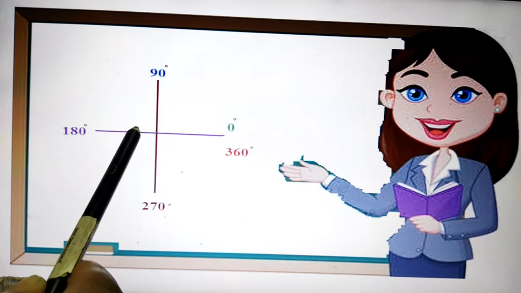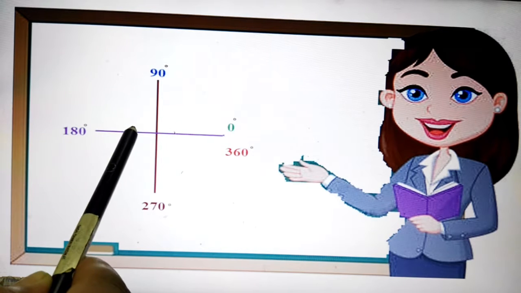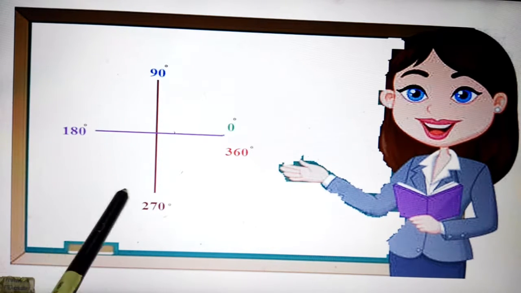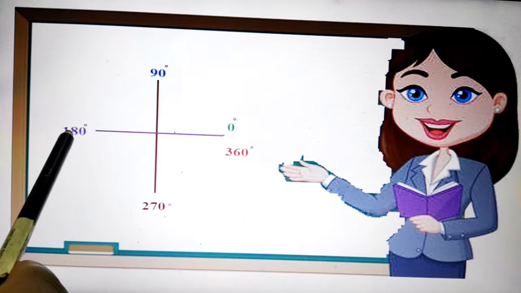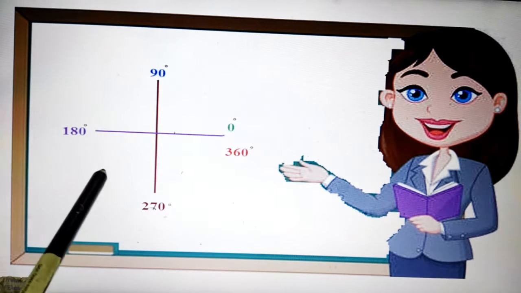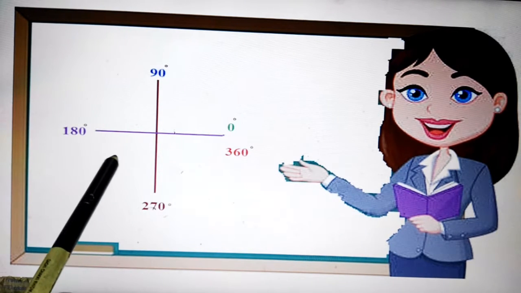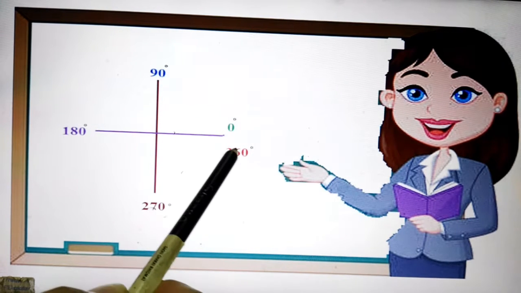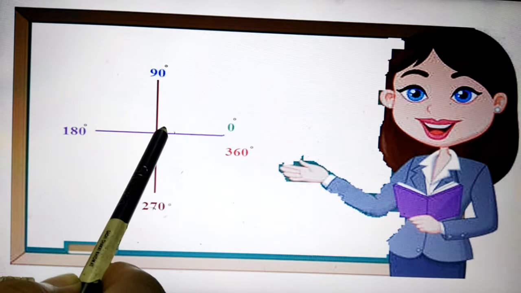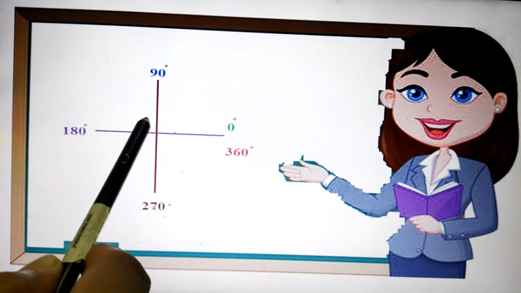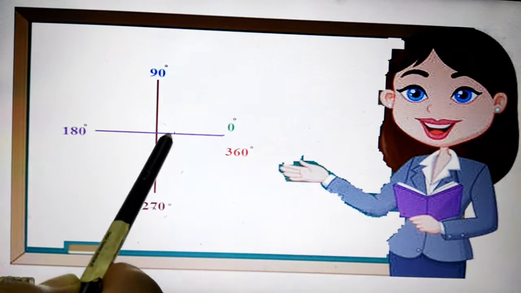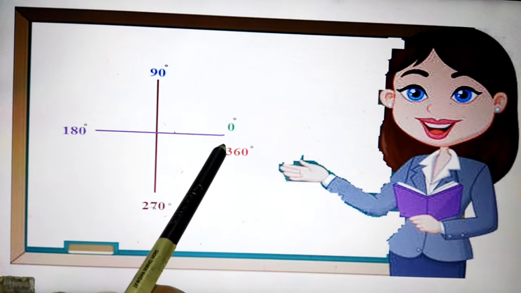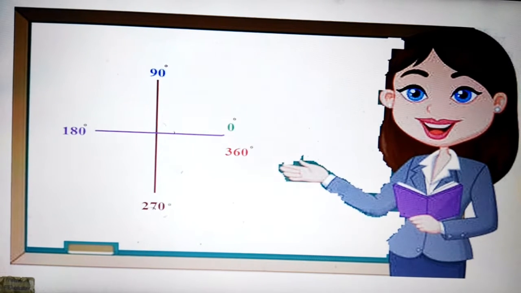This is angle 180 degrees from this line to this one. Now this is the quadrant where angles from 180 degrees to 270 degrees lie, and this is the fourth quadrant where angles from 270 degrees to 360 degrees lie. When we start our journey from there and make a circle, then after making a circle we get angle 360 degrees.